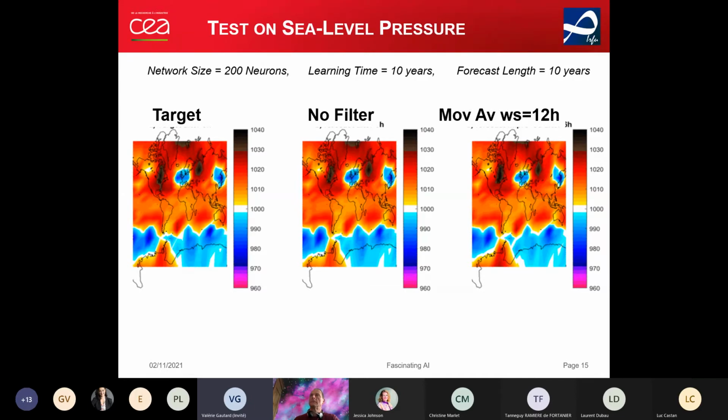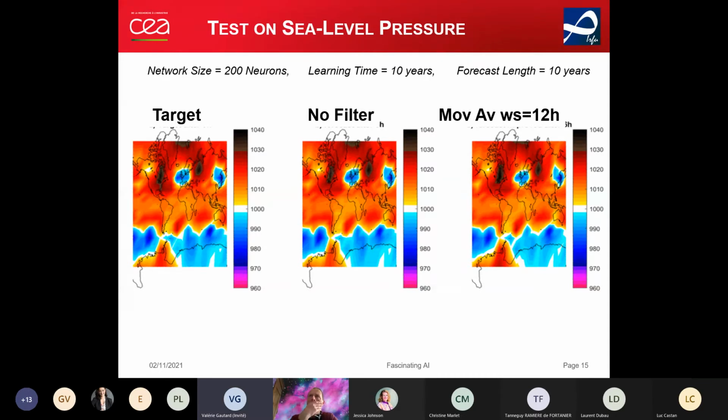I don't know if you can see, but the blue part doesn't move very well, and that's not accurate. This region doesn't move enough. So the idea is to add a filter on the data, and that improves our results a lot. You see that on the right, I don't know if you can see. The blue part moves enough, and we are more accurate.